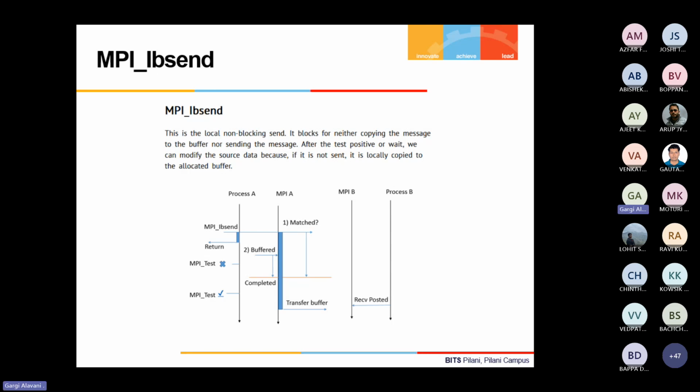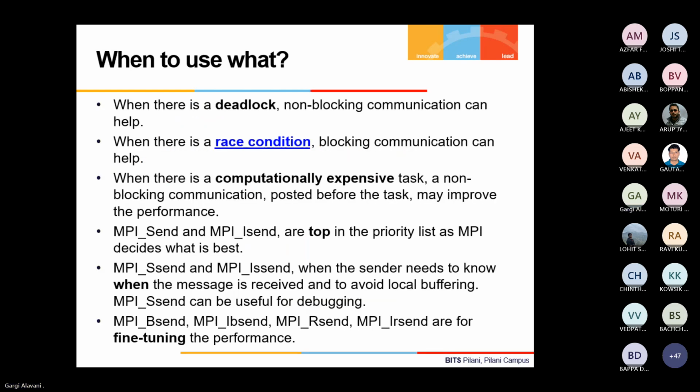Once it's sent, it can immediately start doing some other task. So, yes, when to use what? We have had a very detailed discussion on this. But to summarize, when there is a deadlock, non-blocking communication can help. When there is a race condition, blocking communication is important. Otherwise, the data will get corrupted. When you have some computationally expensive task, non-blocking communication helps because this can improve your performance.